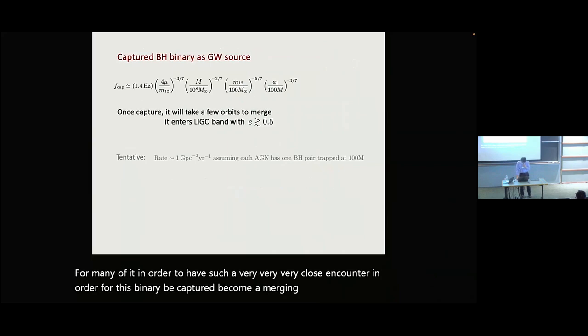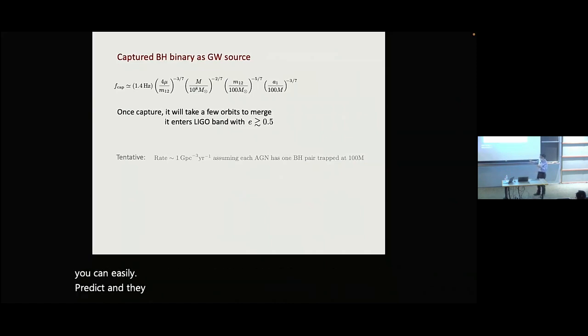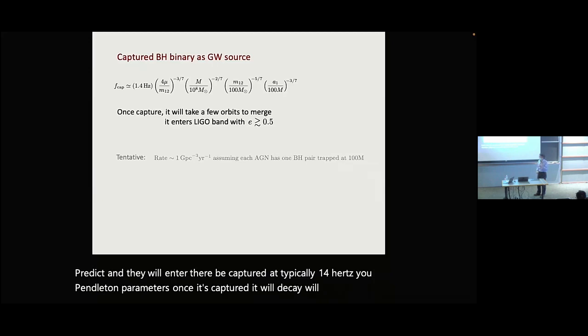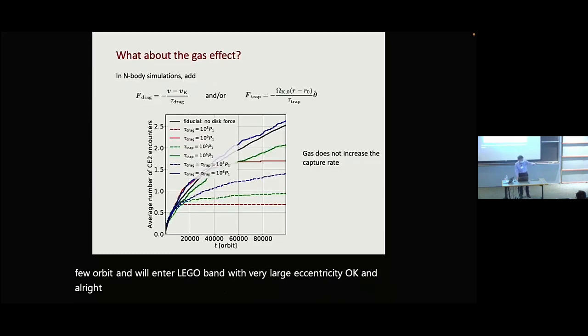And if that happens, that captured binary actually has a very nice property. You can easily predict that they will be captured at typically 1.4 hertz, depending a little bit on the parameters. Once it's captured, it will decay, will merge within a few orbits, and will enter the LIGO band with very large eccentricity.